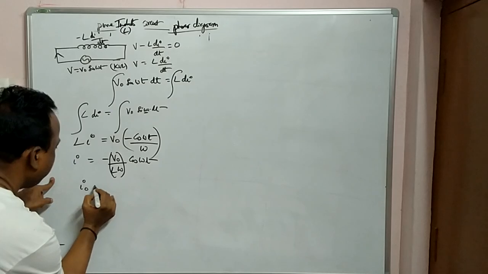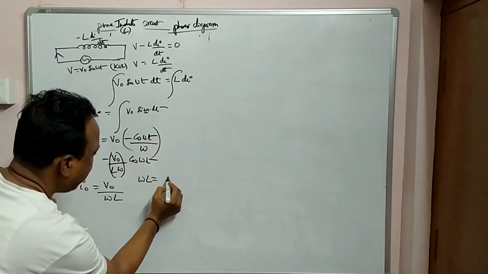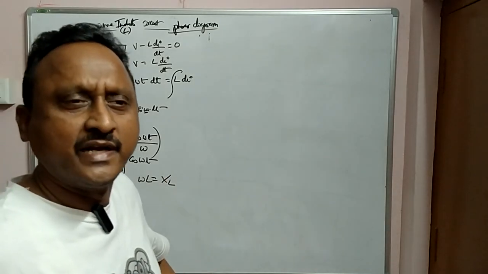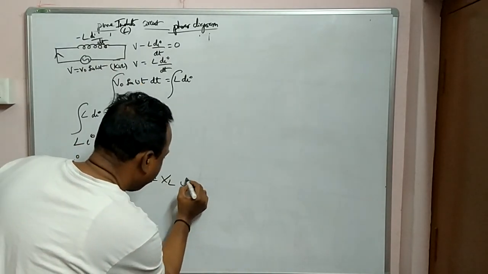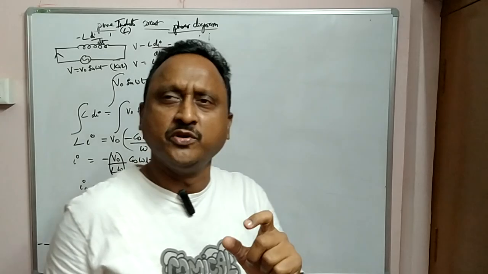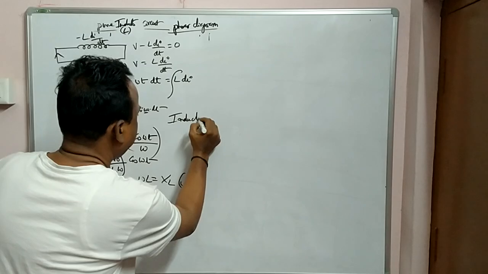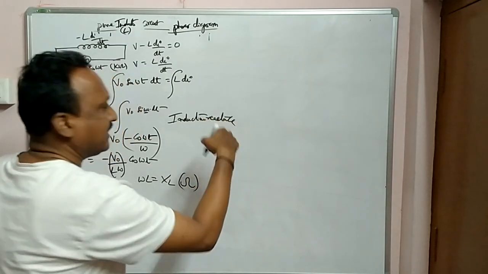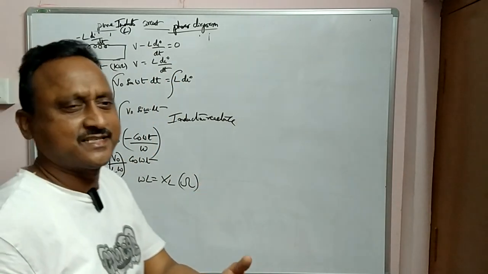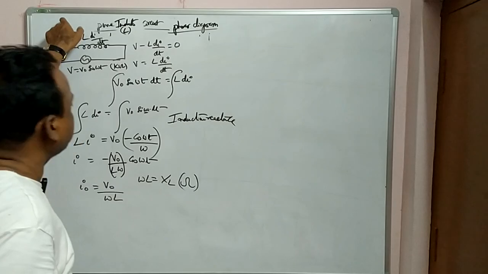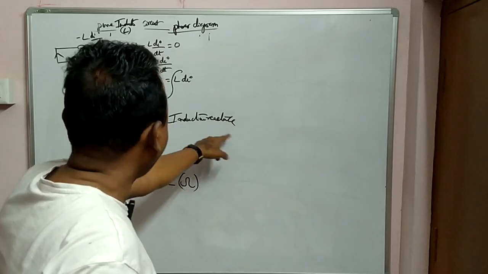Here I0 is equal to V0 by omega L. What is omega L here? Omega L is called XL, the inductive reactance. This is also a resistance, with units of ohms. But here the terminology you have to use is inductive reactance. In the next case we'll be saying capacitive reactance. So XL is also a resistance, but when an inductor is used in the circuit, the name is changed to inductive reactance.